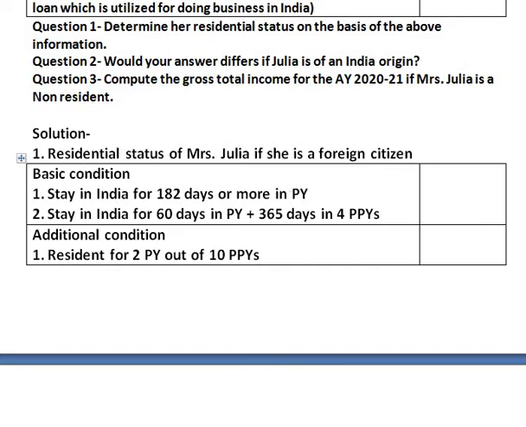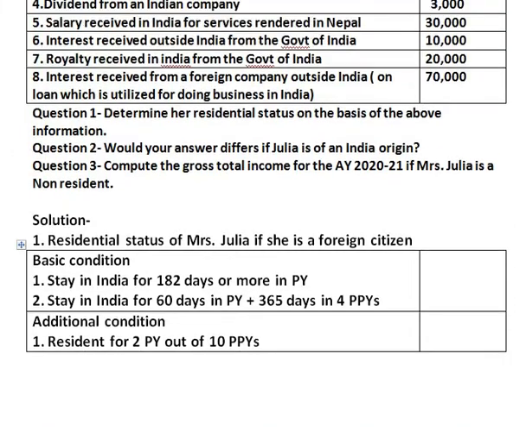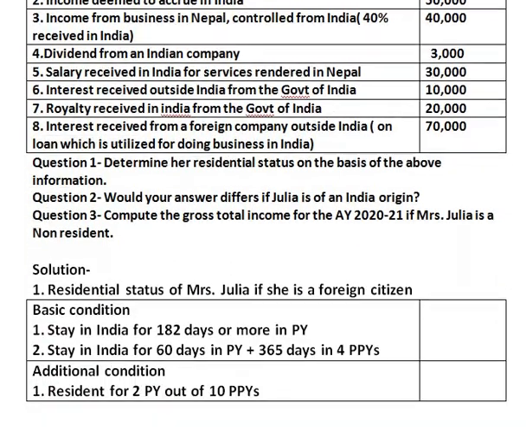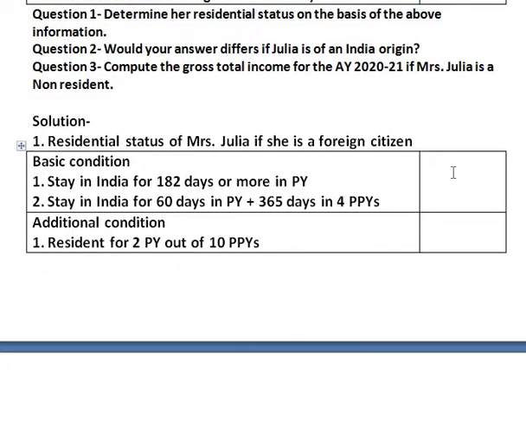In the sum it is given Mrs. Julia has stayed in India in the previous year for 150 days. Read the first line. The number of days she has stayed in India is 150 days. Therefore, the first basic condition is not fulfilled.